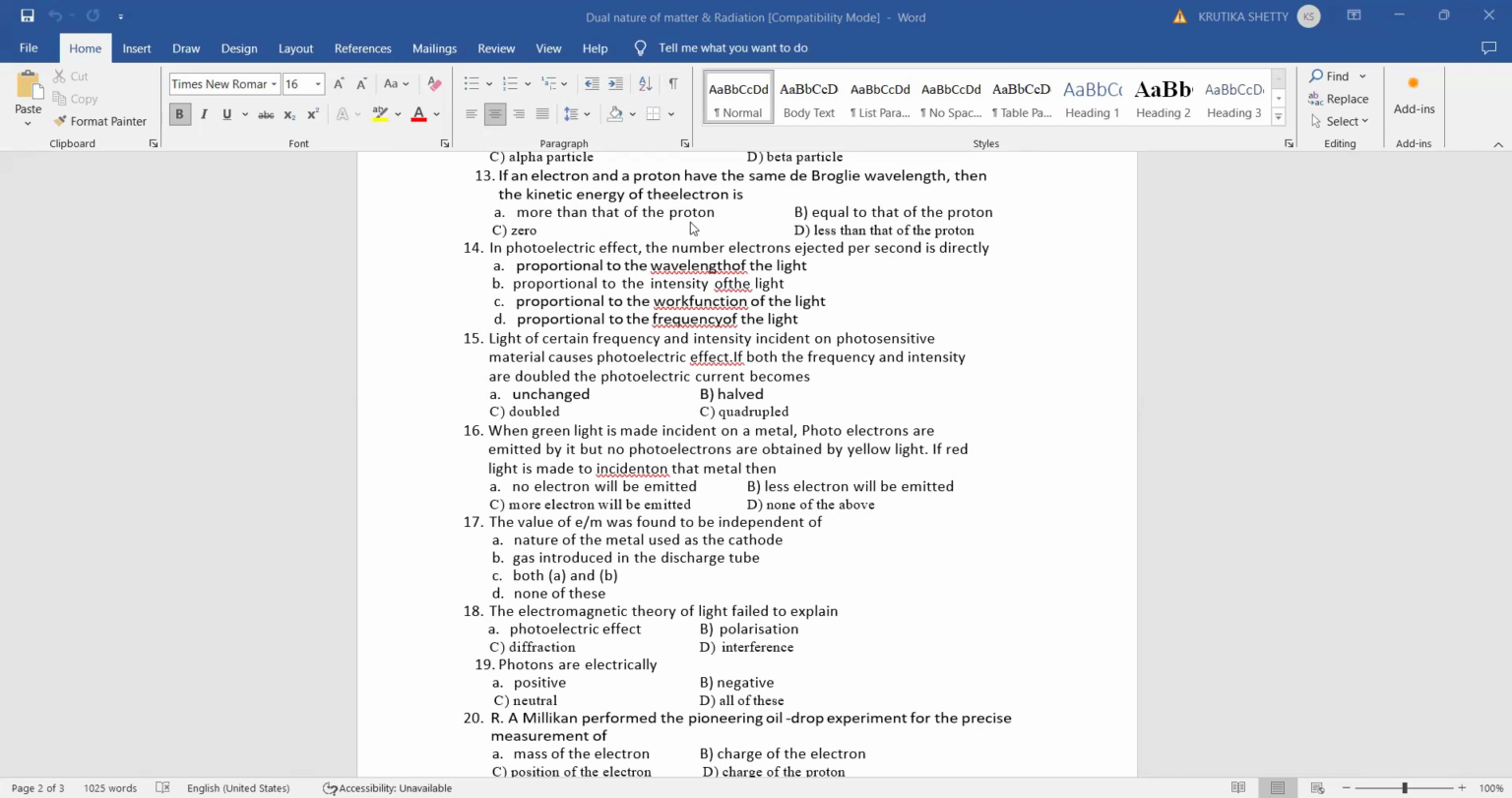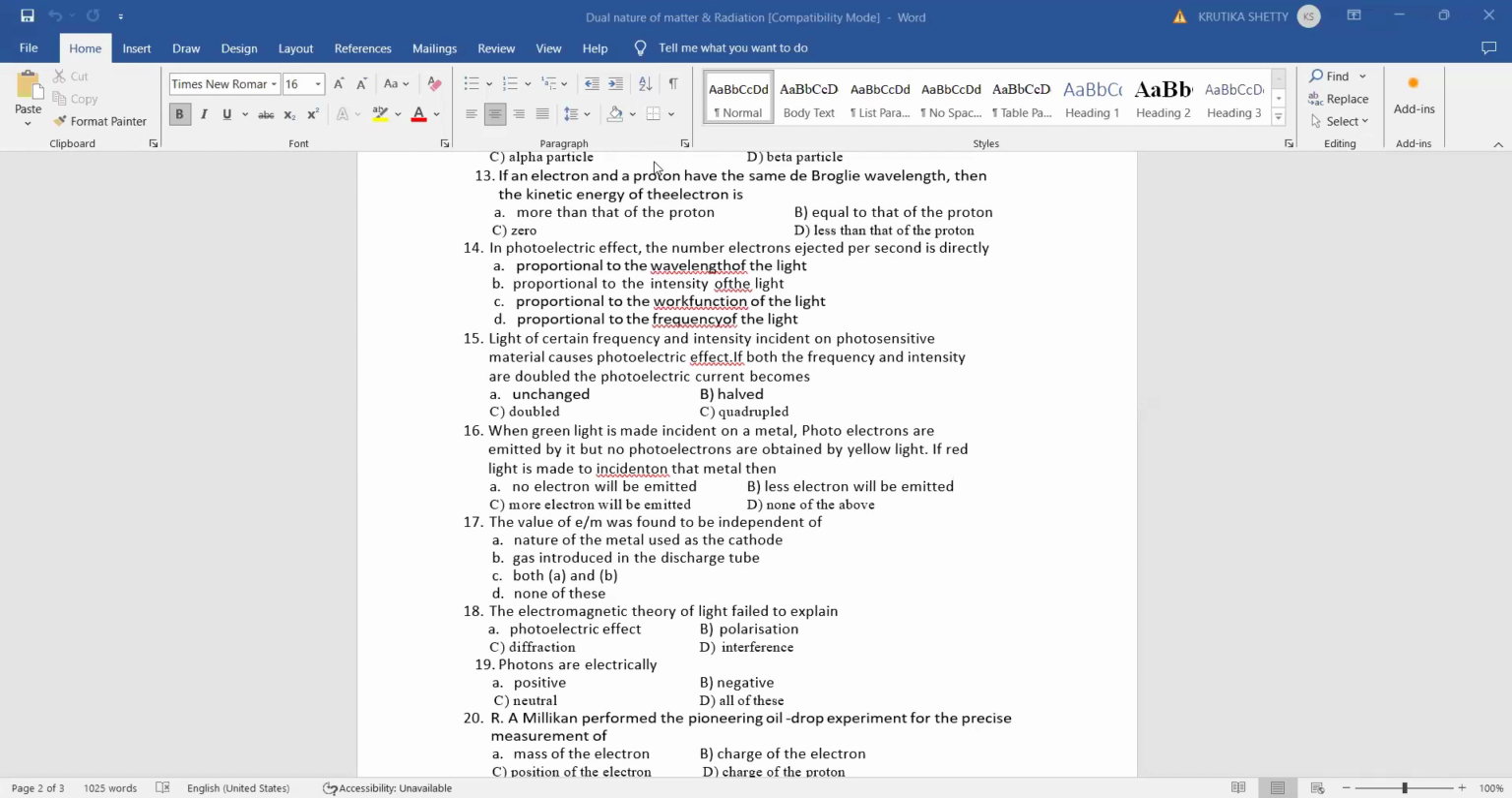Question number 13. Go for the next question, students. In photoelectric effect, the number of electrons ejected per second is directly proportional to wavelength, proportional to the intensity, proportional to the work function, proportional to the frequency.